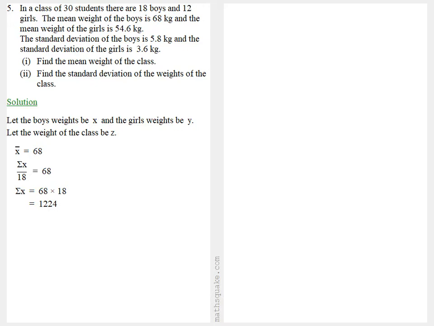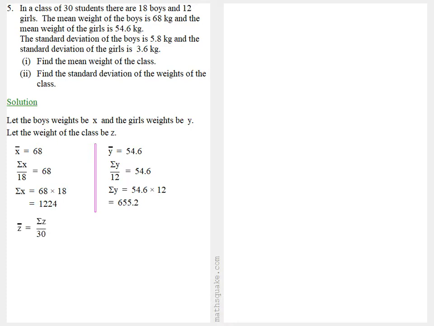Now we can do the same with the girls. Y bar, the mean weight of the girls, is 54.6 kg. So, sigma y over 12, the total weight of all the girls divided by 12, is 54.6. Multiplying both sides by 12, we get sigma y is equal to 54.6 times 12. The total weight of all the girls is 655.2 kg.